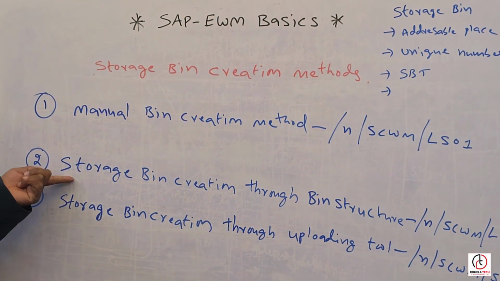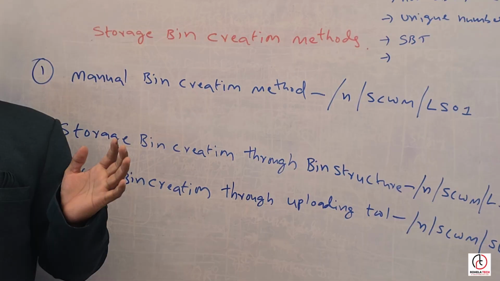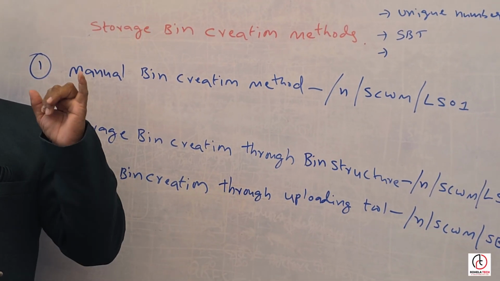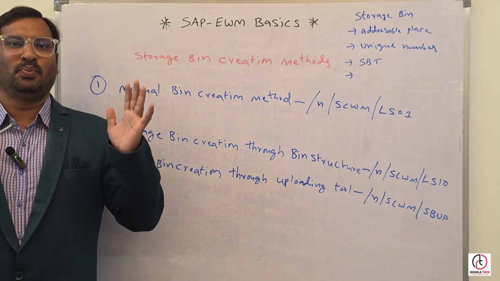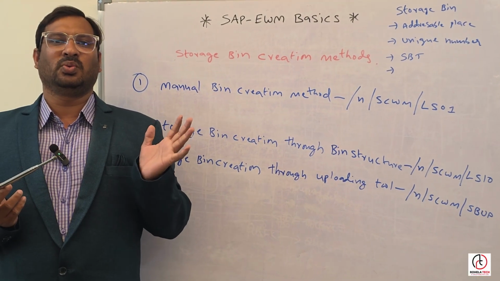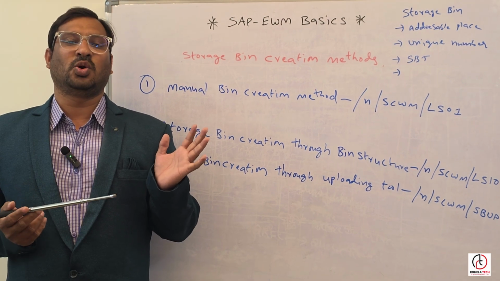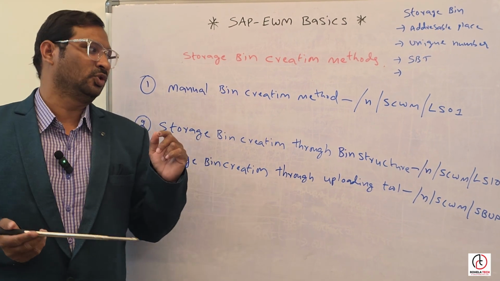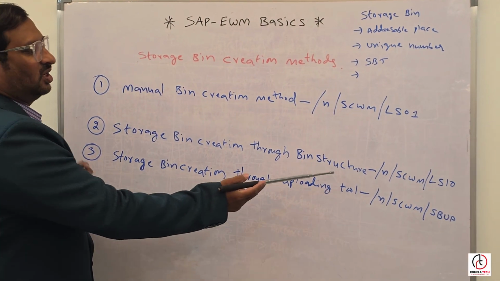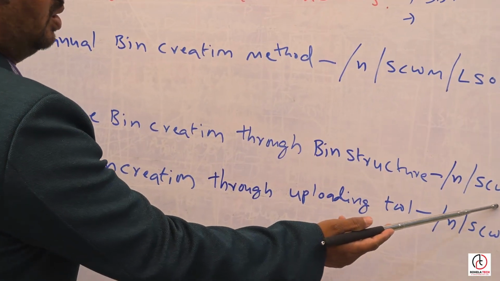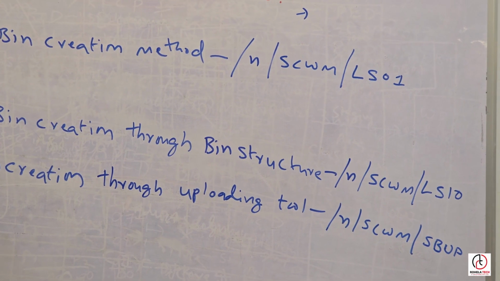Then the next method is storage bin creation through bin structure. If you know the bin structure, like the number of aisles, number of stacks, number of levels, based on that we can give one bin structure to the system. Based on that we can create thousands of bins in one click. The T code we are going to use for storage bin creation through the bin structure is /n/SEWM/LS10.